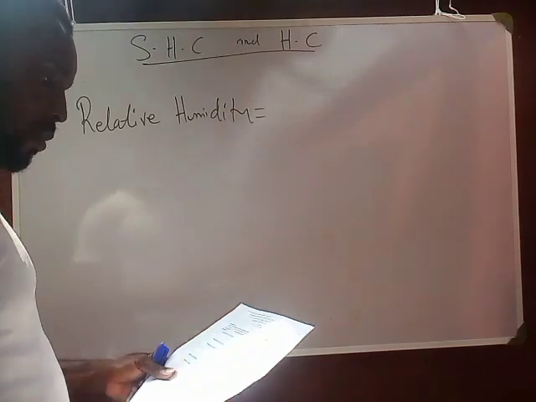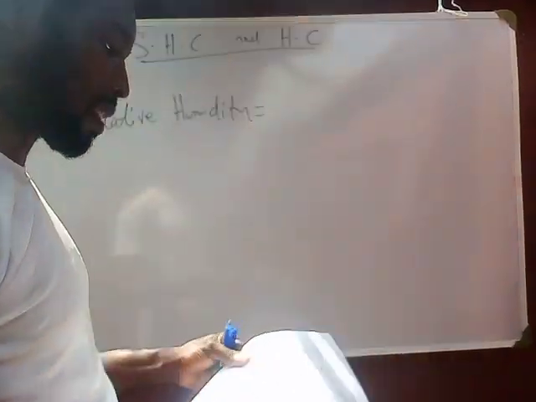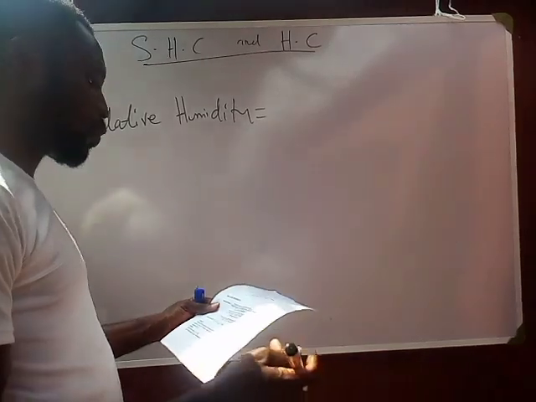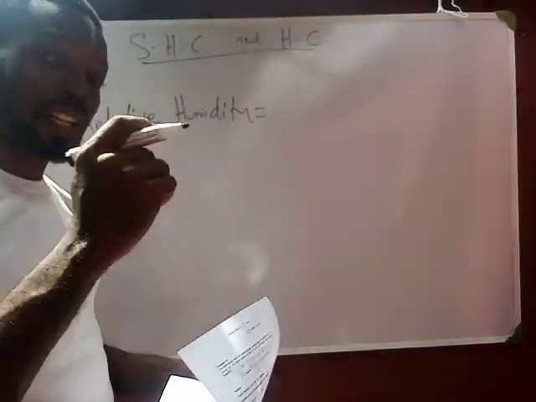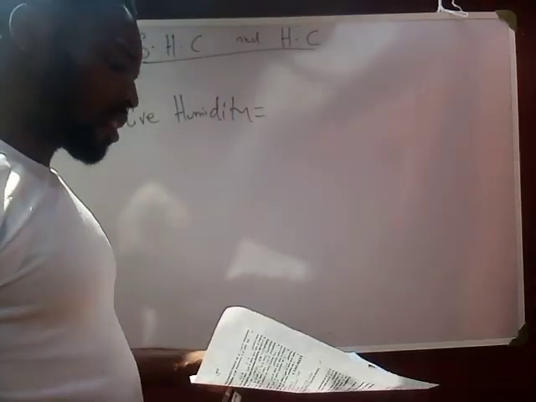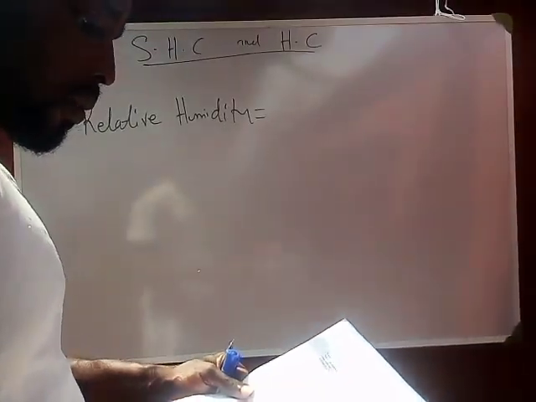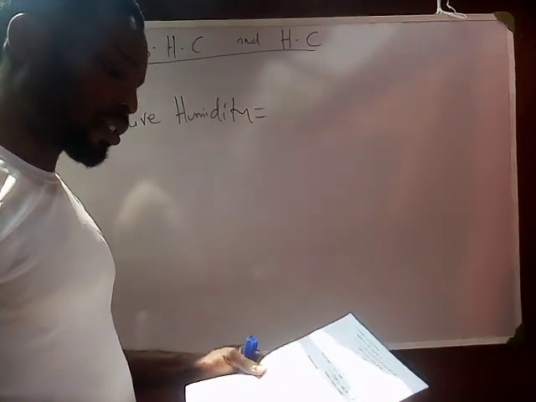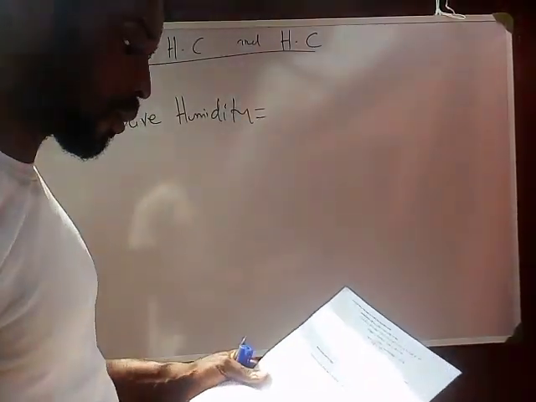It is as simple as ABC. So all we have there are three formulas. Mass of water vapor in a given volume of air over mass of water vapor required to saturate. Saturated vapor pressure of water over saturation vapor pressure. Vapor pressure of the air over saturated vapor pressure at the temperature of the air.